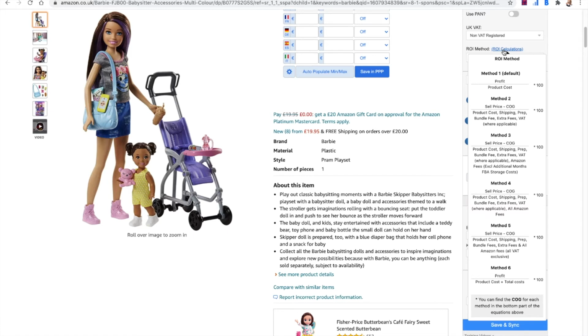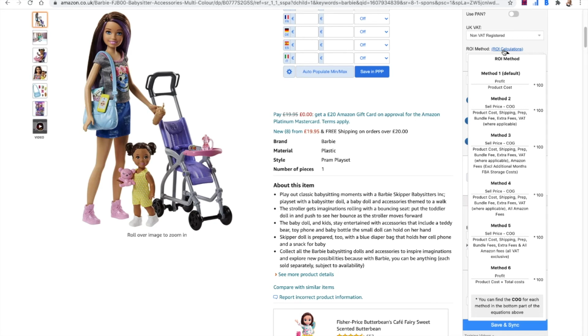So although in the UK, the most popular is method 1, actually the correct way to do it is method 4. So that is more mathematically correct. So it's your sell price minus all your costs of goods, including all your Amazon fees, including even your storage costs, times 100. So sell price minus the cost of goods divided by cost of goods times 100. So that's method 4.